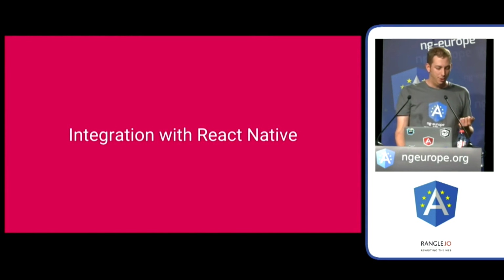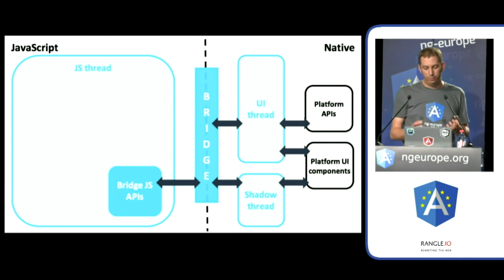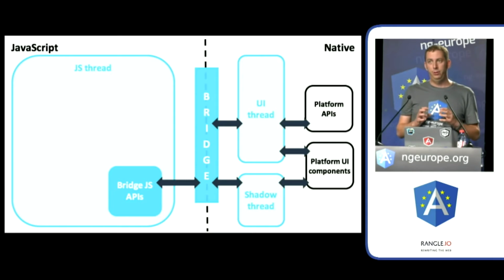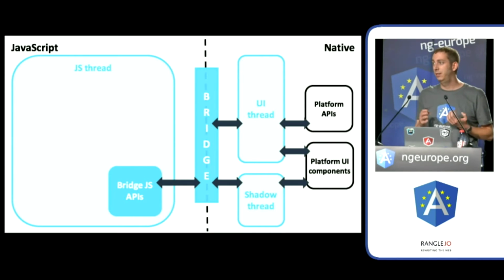Okay, so to understand how it works, we first need to have a look at how any React Native application is working. The architecture for a React Native application is, basically, there are 2 parts. On one side, on your right side, there is some native code which is running in 2 different threads, and this native code for sure has access to the platform APIs, to the platform UI components, and it can just create some native elements and do whatever it wants. And also inside a React Native application, you've got a JavaScript thread in which you can execute any JavaScript code.